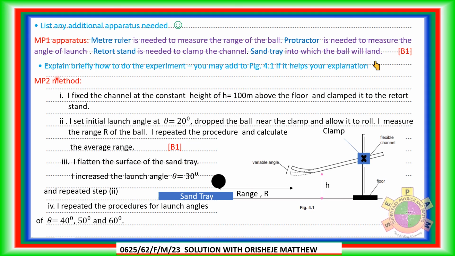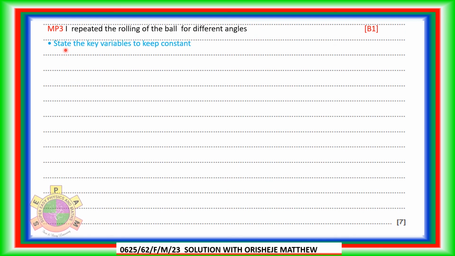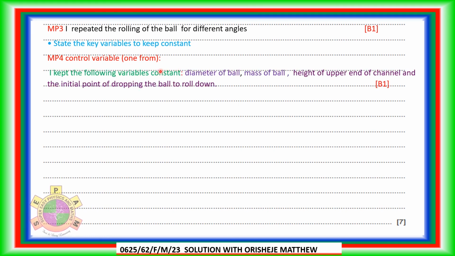So we have 2 main scoring points. So let's go. Now the scoring point 3, I repeat the rolling of the ball for different angle. So I've already said that. Now state the key variable to keep constant so that you can have a fair test. So what are the key variable, control variable?